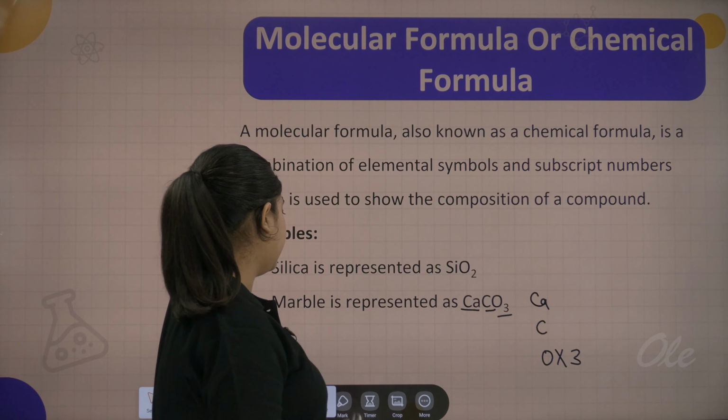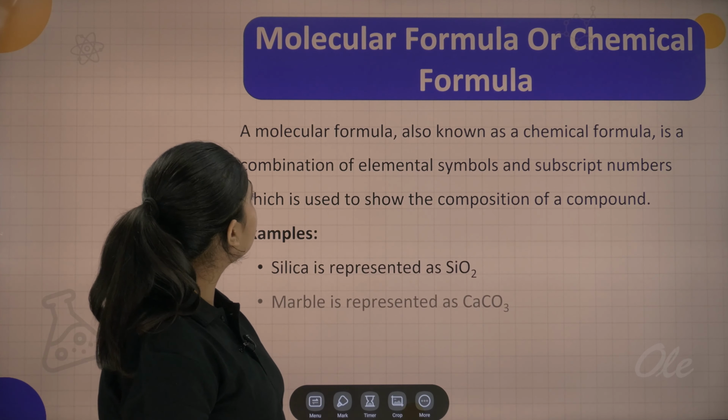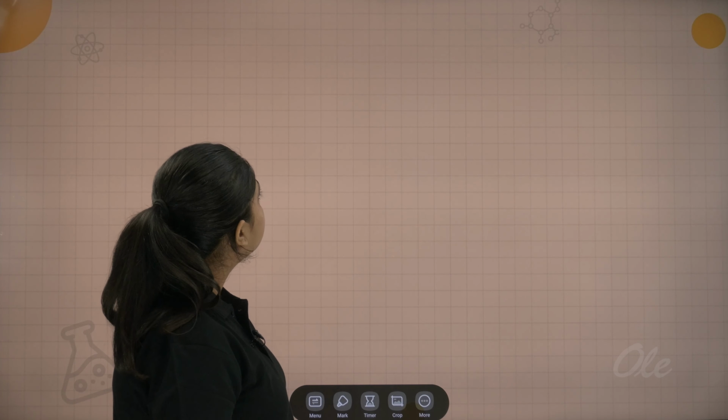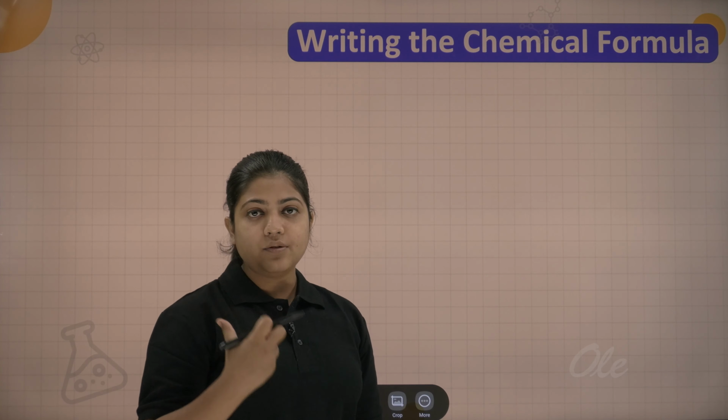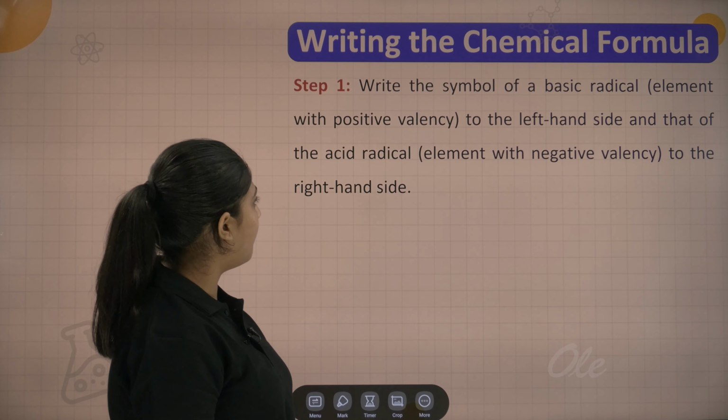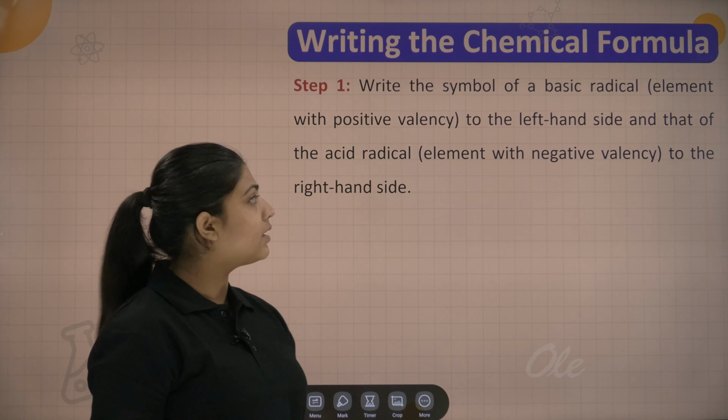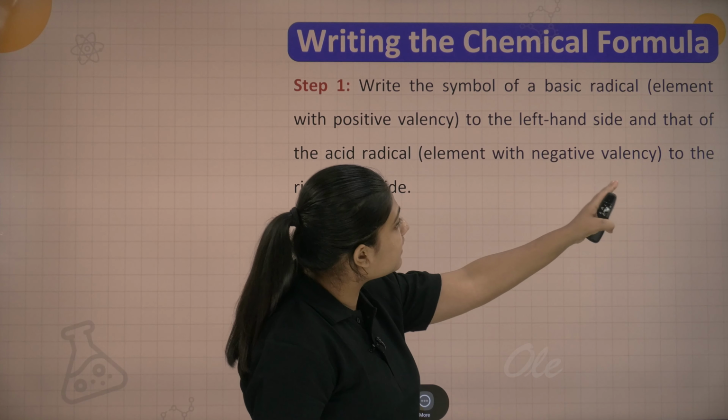Now, if I talk about another thing here, that is writing the chemical formula. How will you write a particular chemical formula? We will do it step by step. Write the symbol of a basic radical.